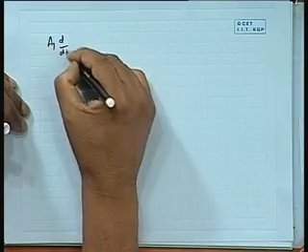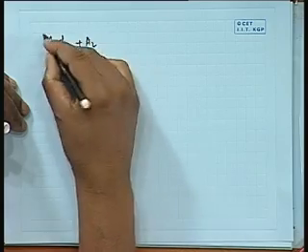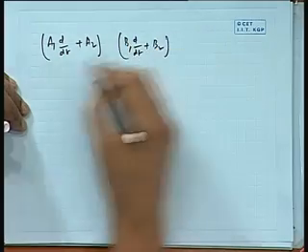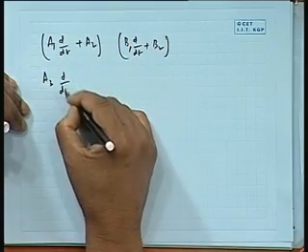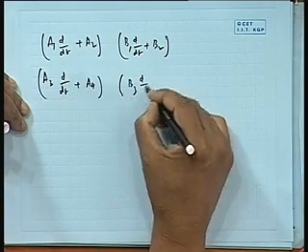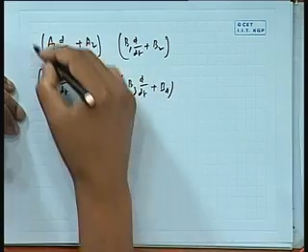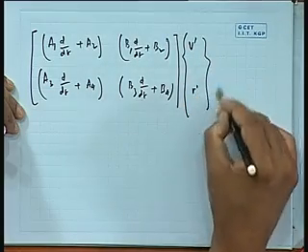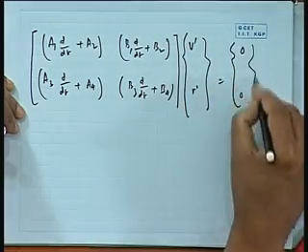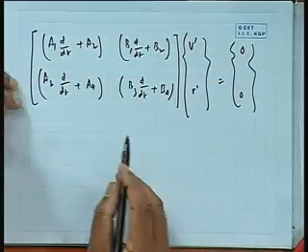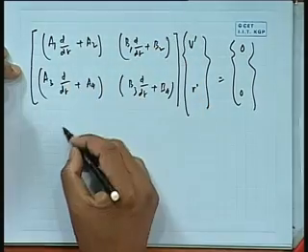So what we are writing, in this equation I have got A1 d by dt plus A2, this is one term, B1 d by dt plus B2, here A3 d by dt plus A4 and B3 d by dt plus B4, this into V dash R dash equal to 0 0. This was my equation. This into this plus this into this is 0. And the characteristic equation is formed by taking the determinant of that.